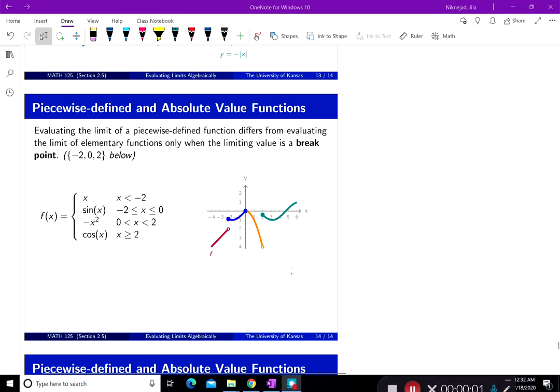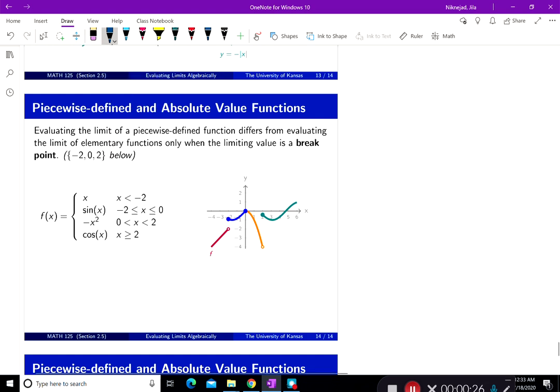We're continuing with section 2.5, piecewise defined and absolute value functions. So how do we evaluate the limit for piecewise defined functions? Here's the little note: for a piecewise defined function, each piece is elementary within its domain.